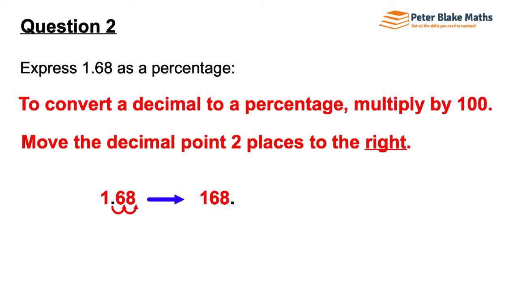So we'll have 168 point something. We don't need anything if the decimal point is off to the right there. We can just call it 168%. So I was expecting a percentage that's larger than 100 because we have larger than a whole number in the original decimal that was quoted.